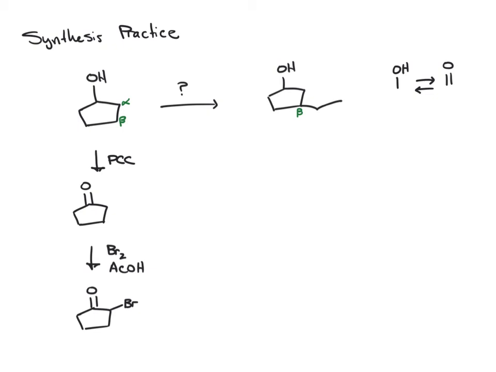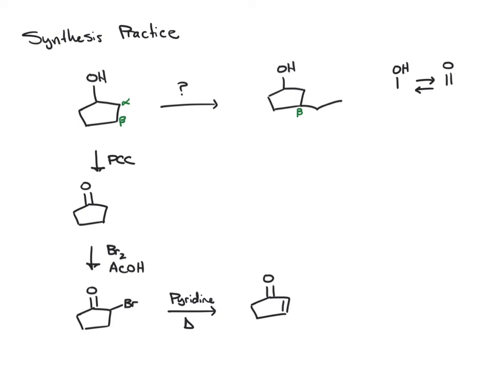Next, we can do the elimination. So add pyridine and heat to eliminate the alpha bromide. That gives us the alpha beta unsaturated ketone.